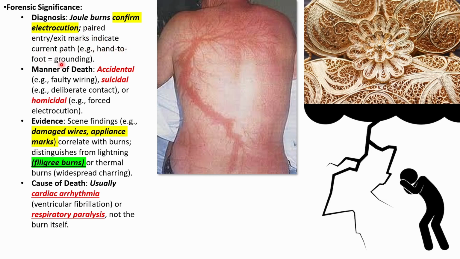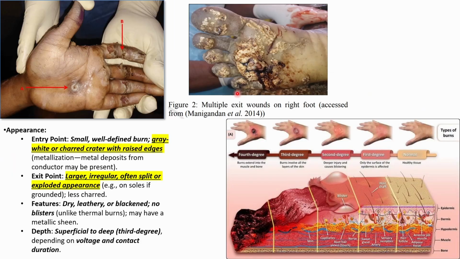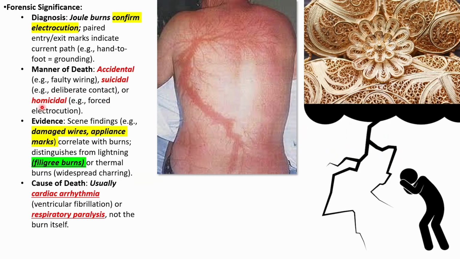Example, hand to foot. And not just hand to foot, it can be from anywhere, right? It can be from head to toe, from this arm to this arm, from ear to ear. There can be many paths. It depends, again, on the voltage difference. Manner of death: it can be accidental because of faulty wiring in maybe a home or something. Suicidal, because he was trying to end his life. Or homicidal, which can be forced electrocution. Then what about evidence? Scene findings, for example damage. If you find damaged wires or appliance marks, they correlate with burns, distinguished from the lightning burns.